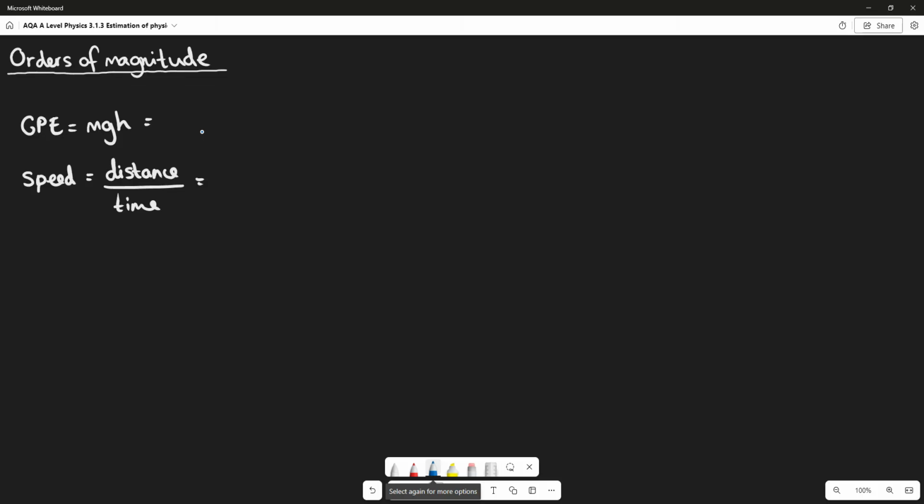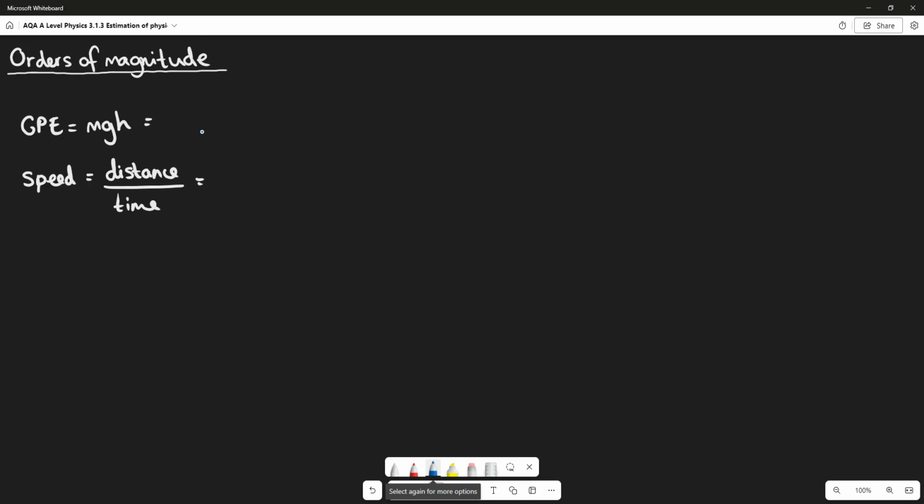Welcome to Estimations of Physical Quantities. We're going to start off with orders of magnitude. These can help us to make predictions about the answer to a calculation before we put the exact data in. That way we can get an impression of what the answer is likely to be, and we can see more easily if we've made a mistake.